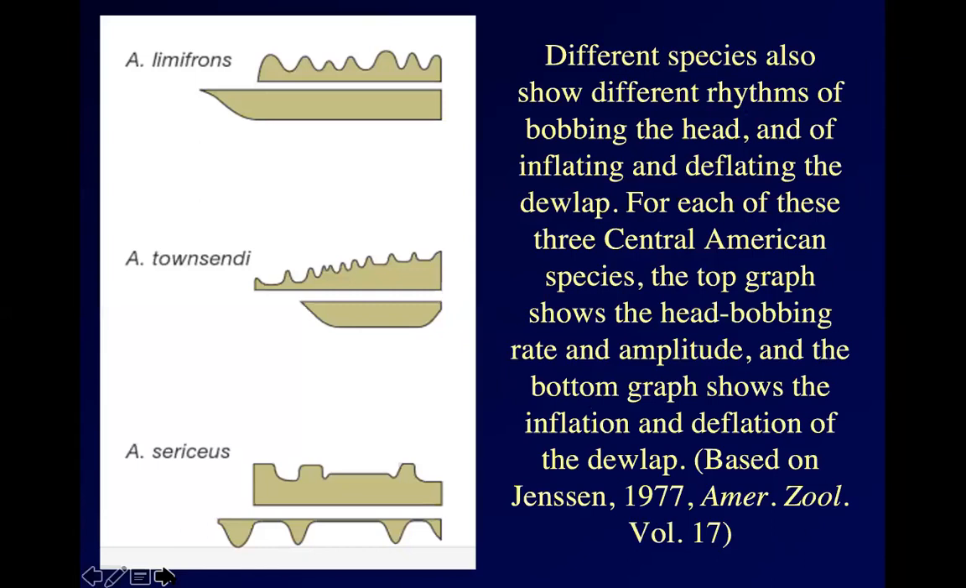Different species also show different head bobbing rhythms. The top graph for each one of these shows the position of the head against time, and the bottom shows the inflation of the dewlap. And you can see these three different species, which I think are all from the same part of Central America. I assume they have different dewlap colors, but they also have different dewlap inflation patterns. Anolis sericeus kind of pulses it, limifrons just holds it, and there are different rhythms of nodding the head.